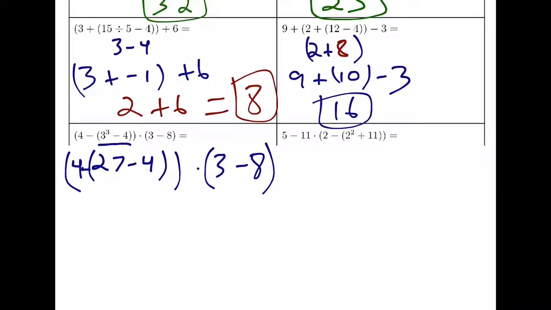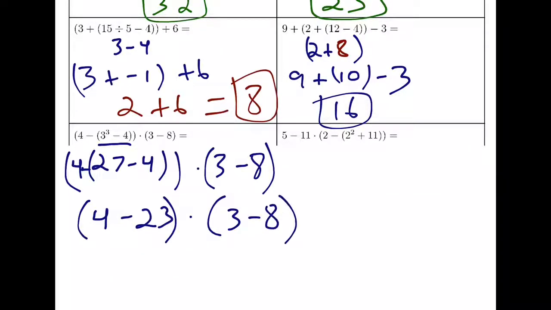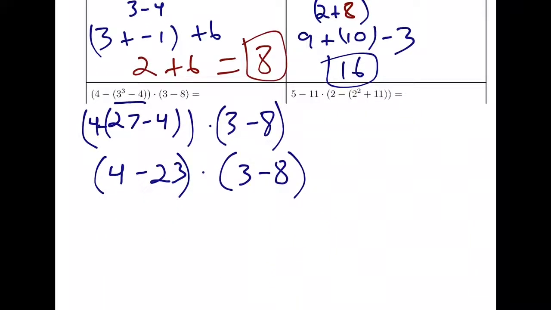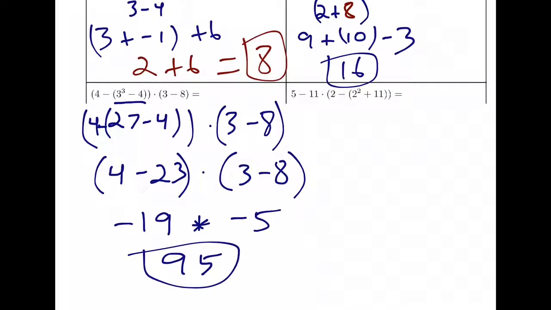And that should have been 4 minus that. So 27 minus 4 is 23. So 4 minus 23 multiplied by 3 minus 8. I can complete this subtraction on both sides. This gives me a negative 19 multiplied by a negative 5. Since both of these are negative, my answer is going to come out positive, and I get 95.